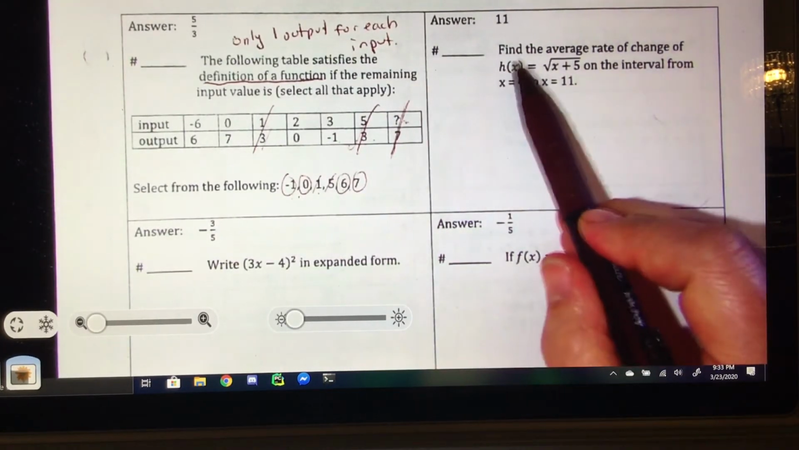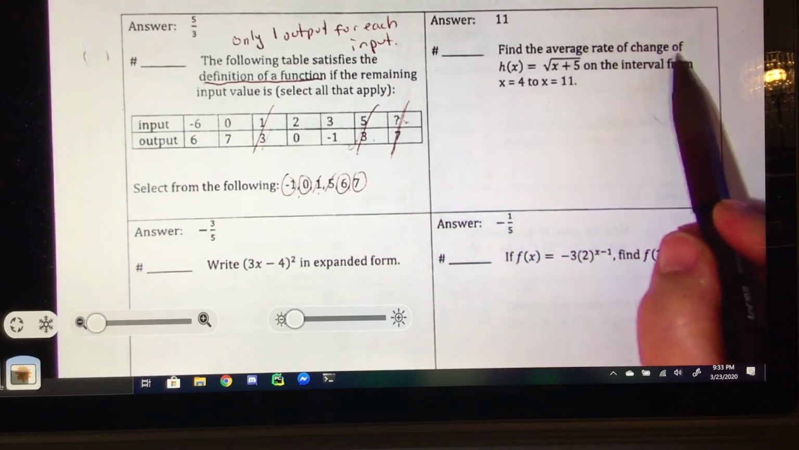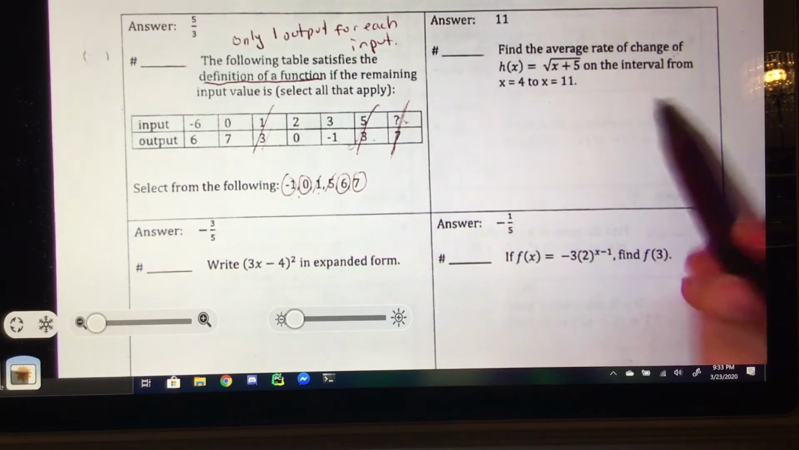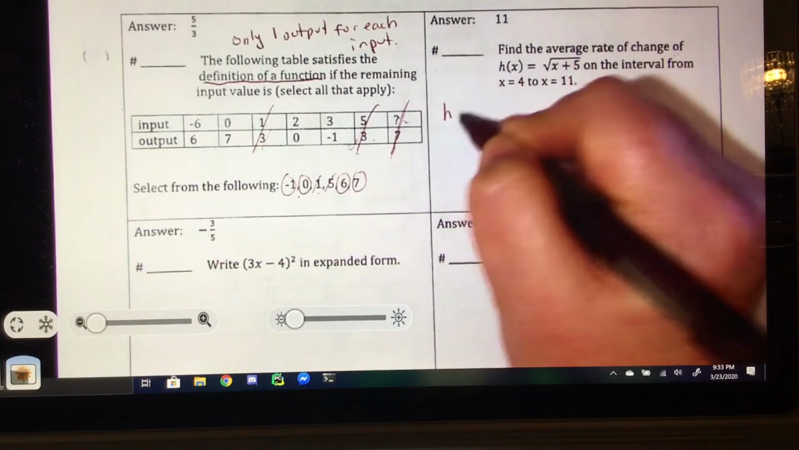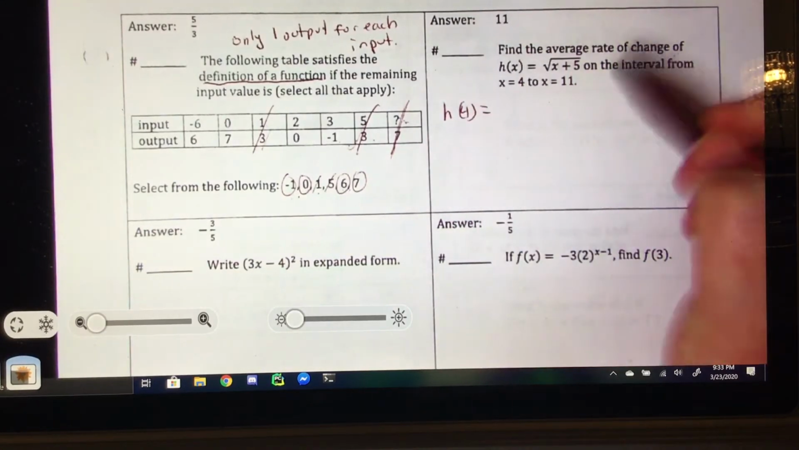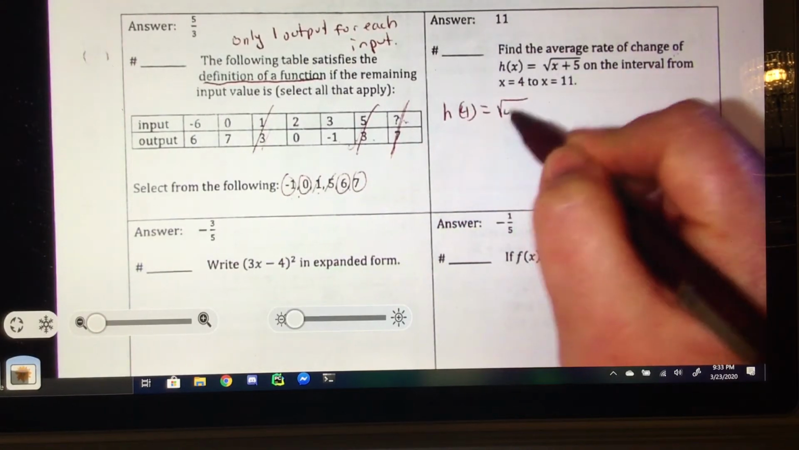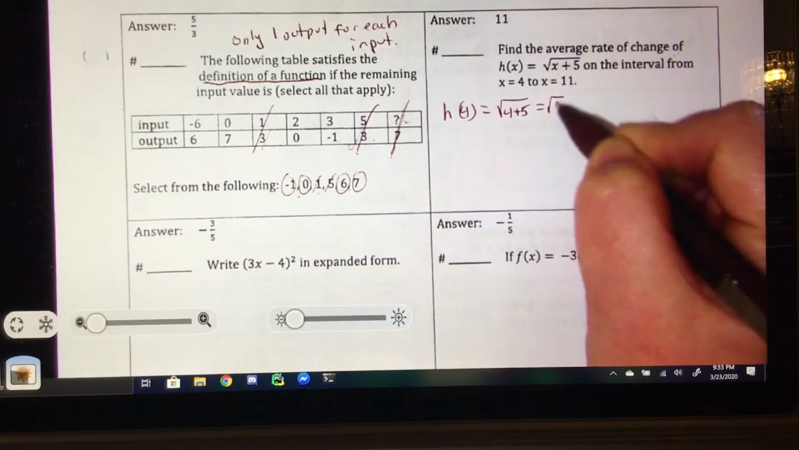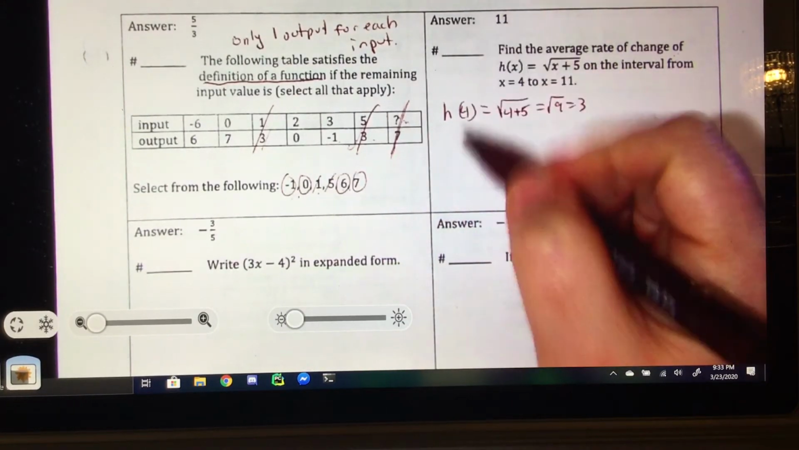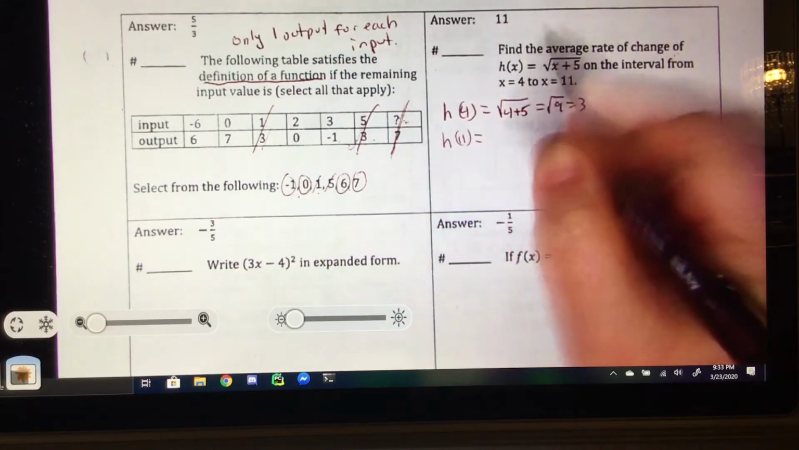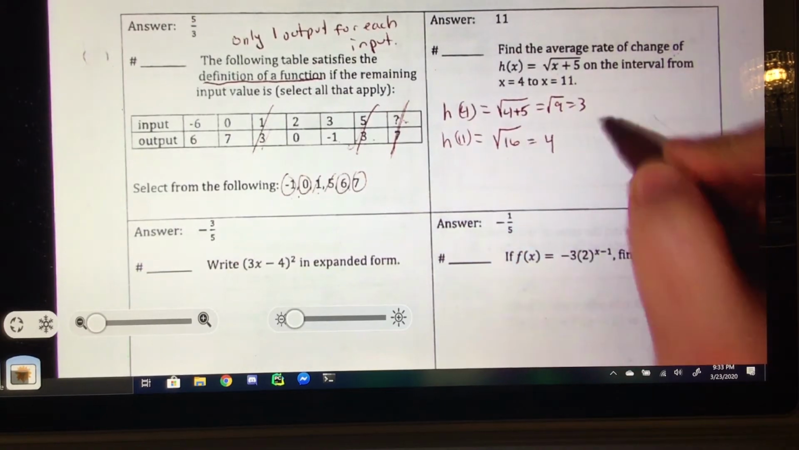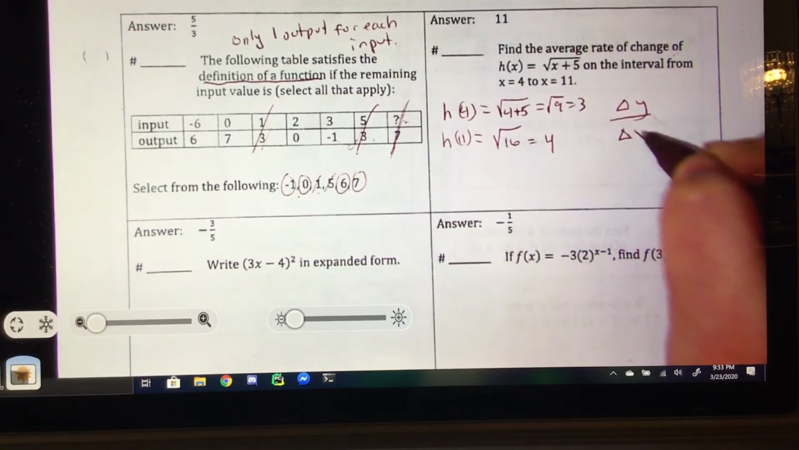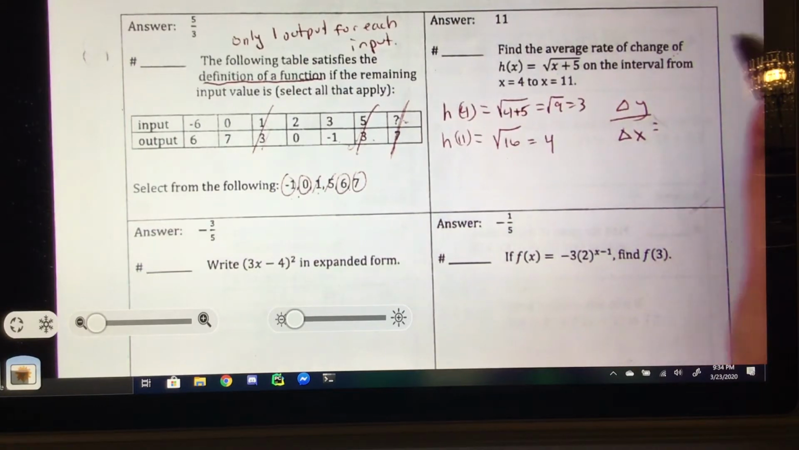Okay, this next one. Find the average rate of change on the interval from x equals 4 to x equals 11. So h of 4 is square root of 4 plus 5, which equals square root of 9, which is 3. And h of 11 is square root of 16, which is 4. So change in y over change in x equals, I can't think about it without putting it in.